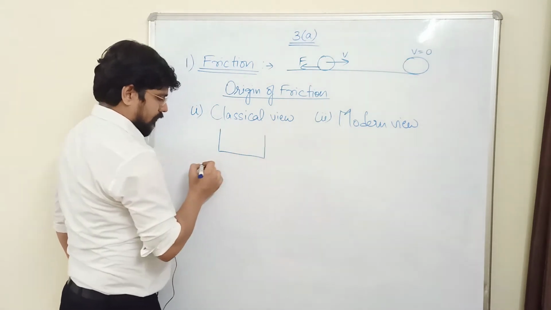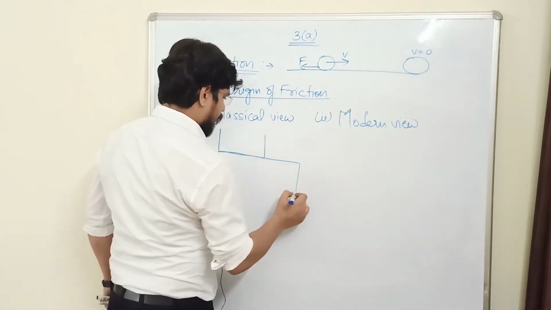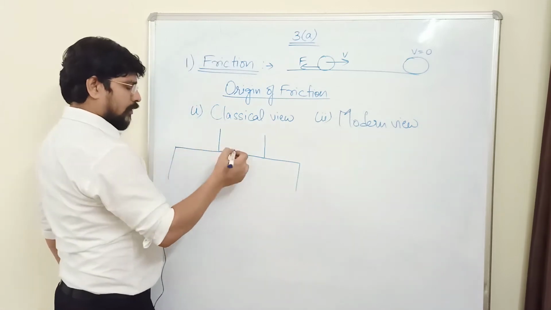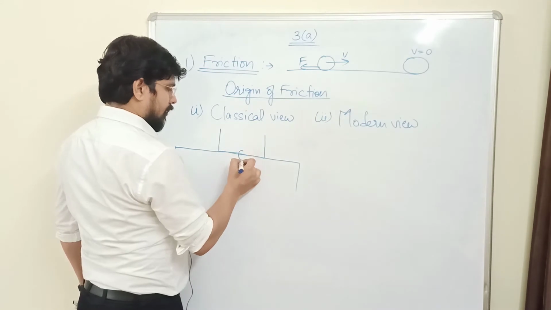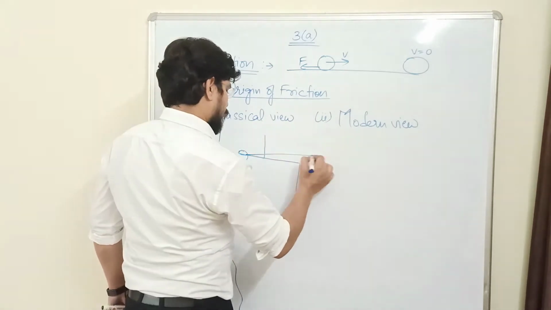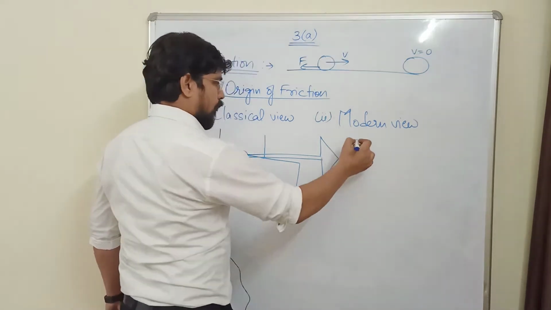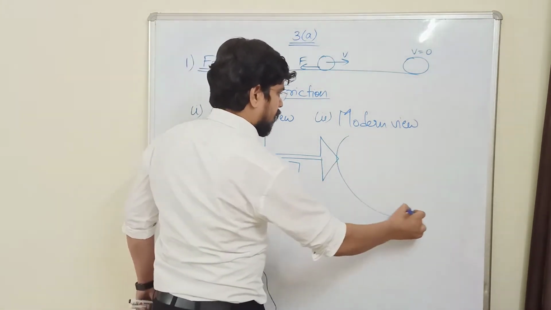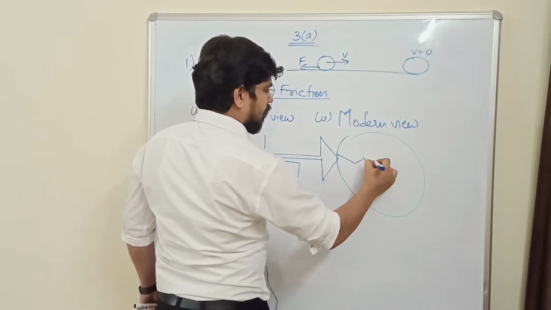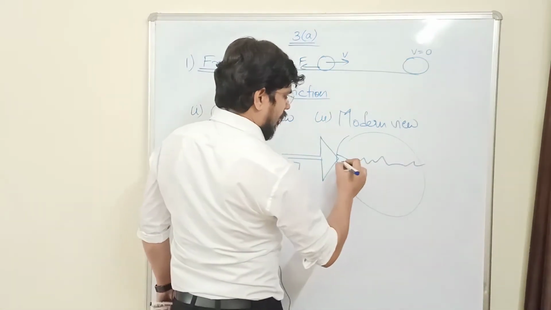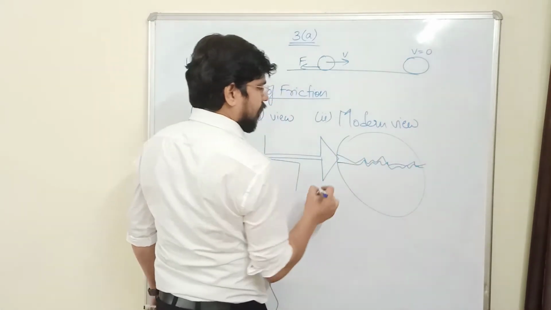if we observe an object placed on the surface of another, what do we see? We see that the surfaces are smooth. But if you magnify this view under a microscope, you will observe that the two surfaces which appear smooth are not that smooth and they are quite rough.